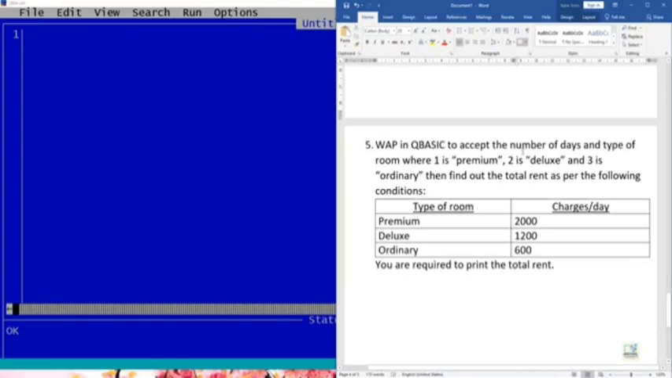So the user will input choice, either 1, 2 or 3 along with the number of days, and you have to see the given condition. According to that you have to calculate the rent. So if the user will enter 1, so you have to multiply the number of days with 2000, that is the charge for 1 day. If the user will enter 2, then you have to multiply with 1200, like that.